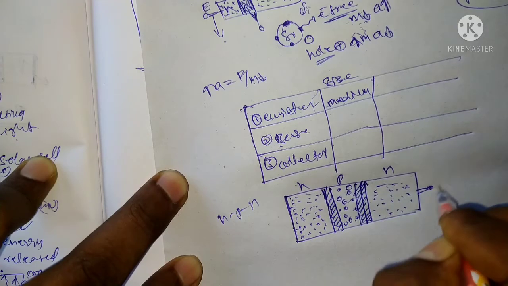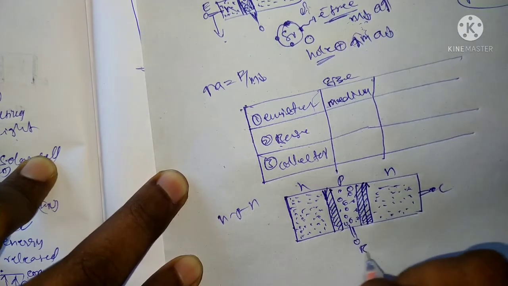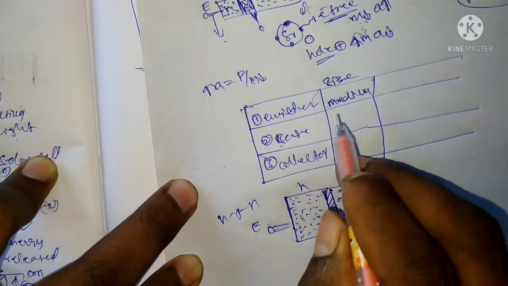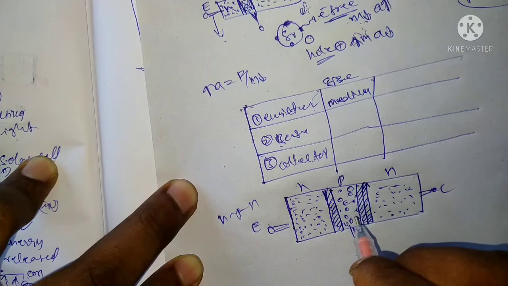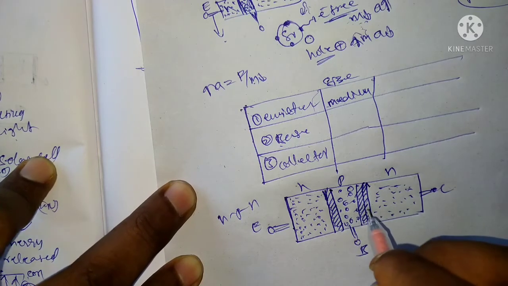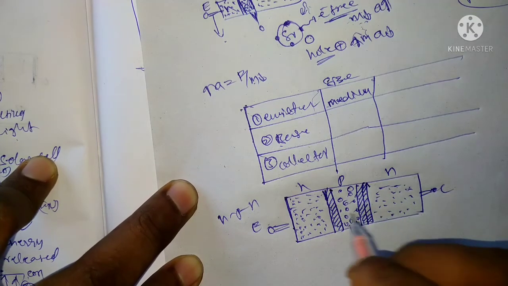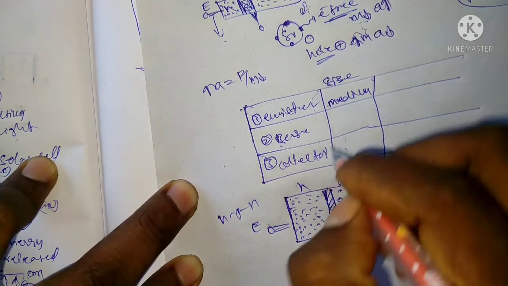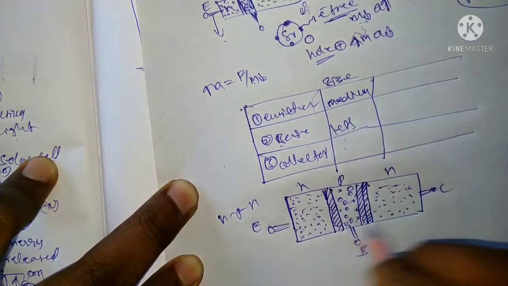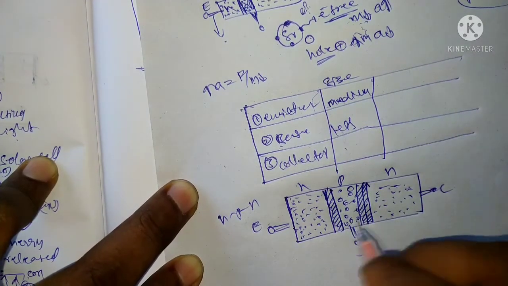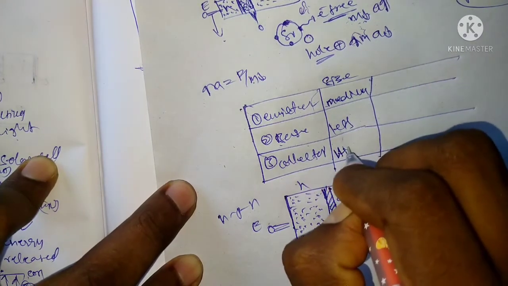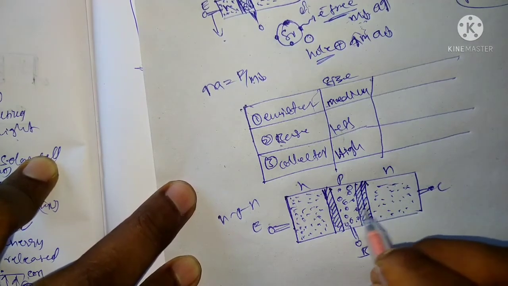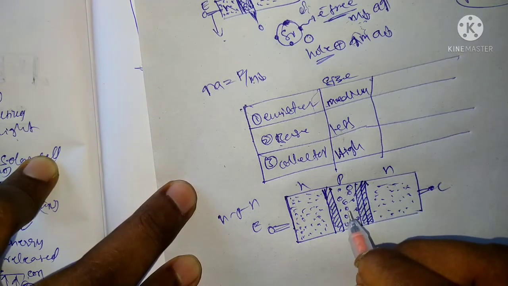This is the collector, this is the base, this is the emitter. The emitter has medium size compared to the base and collector. The base has the least size. The collector has high size, a very large size compared to the emitter and base.